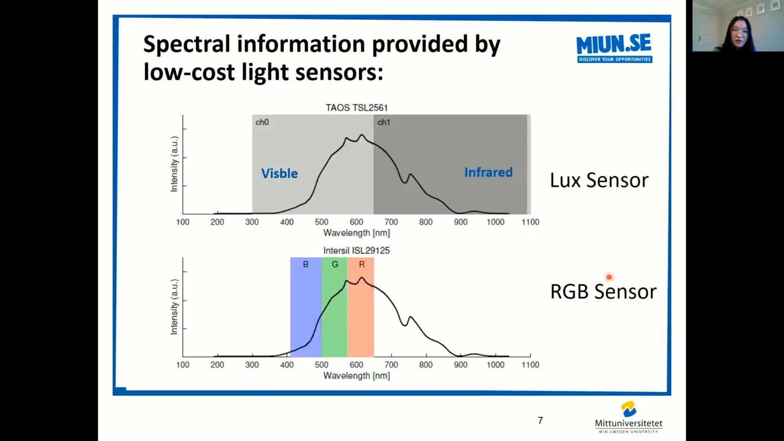This kind of spectral information can be provided by low-cost light sensors. For example, some lux sensors can be used to distinguish the visible and the infrared channels of the spectrum. And some RGB sensors can be used to distinguish the red, green, and blue color composition of the spectrum.